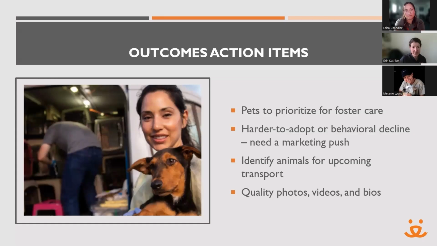From our outcomes teams, like adoptions, transfer, and foster, are there pets that we need to prioritize for foster care for a variety of reasons? Do we have harder to adopt pets, or pets that we're noticing as we do rounds every day that, despite our best efforts, are behaviorally declining and really need a marketing push? Do we have an upcoming transport where we want to ID animals for that? And do we have quality photos, ideally videos and bios, so folks perusing the website can see these animals?